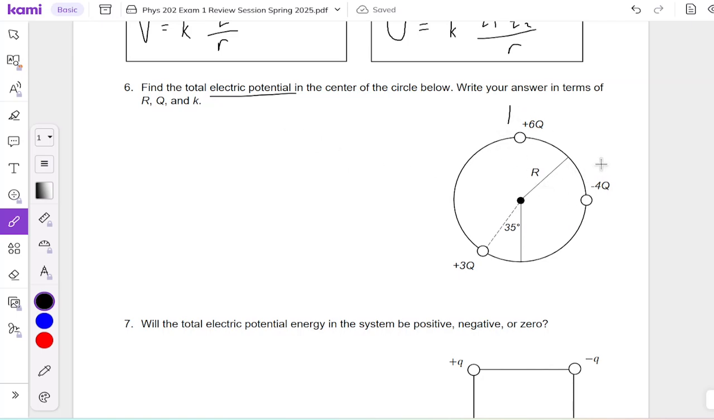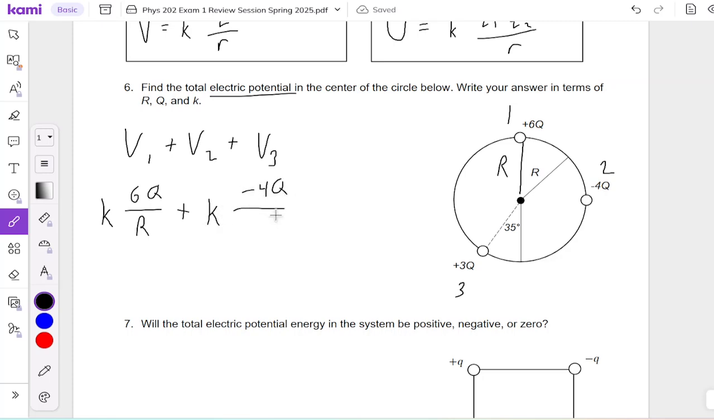I'm going to number them 1, 2, 3. So literally, if I want to find the total, I'm just doing V1 plus V2 plus V3. Starting with 1, it's going to be K, Q, which is 6Q, over R. In this case, the distance is literally R, the radius. So done for V1, plus V2: K negative 4Q, and the negative stays, because for potential the negative stays, divided by the same radius R.